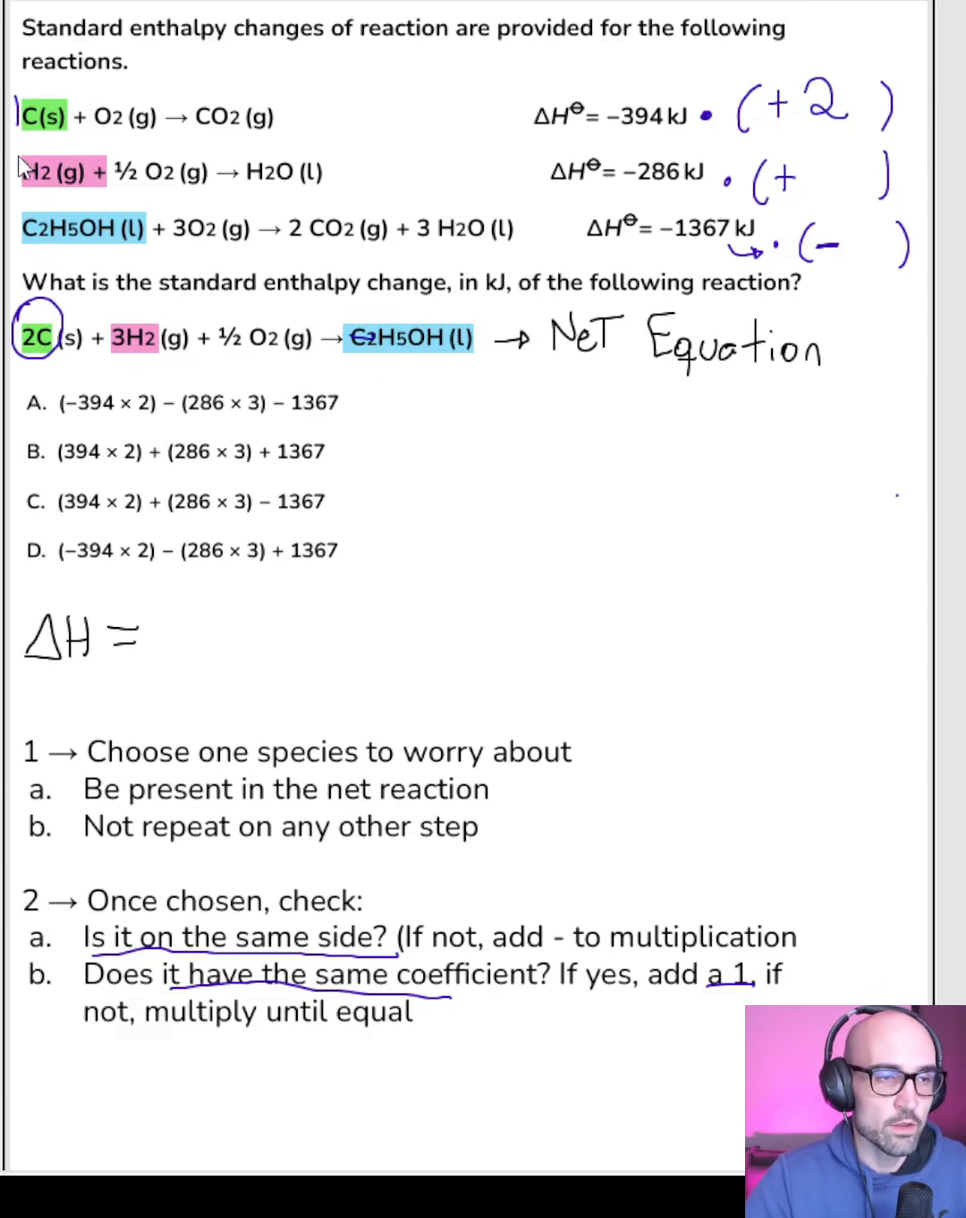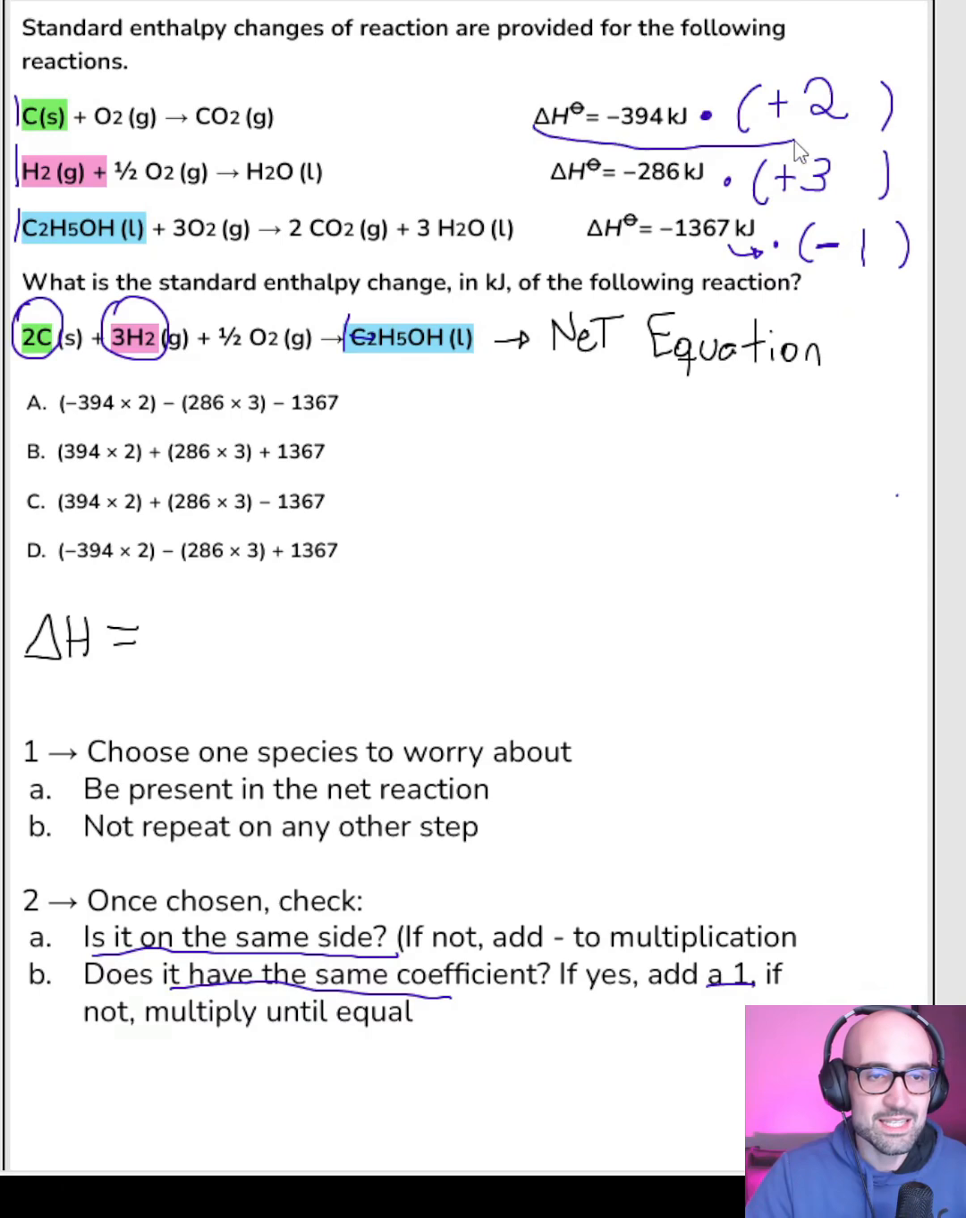Let's go to the next one. The coefficient on the step for hydrogen is 1 and it's 3 on the net equation. So we have to multiply by 3. The coefficient of ethanol is 1 here and it's also 1 here. So we just put a 1. They have the same coefficient.